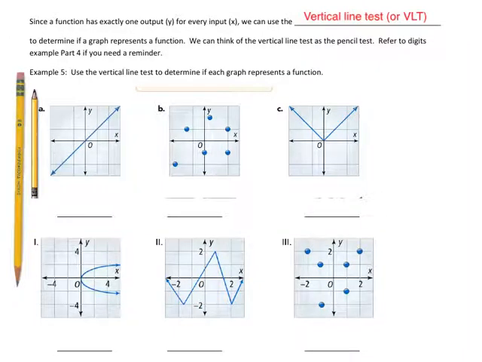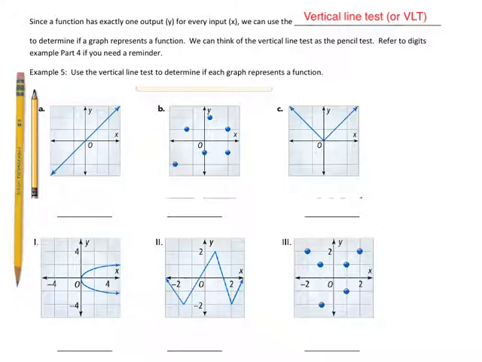This last page of notes talks about how we can identify if a graph represents a function or not. And since a function has exactly one y for every x, in other words, every x has exactly one y, we can use what is called the vertical line test, and we abbreviate that VLT, to determine if a graph represents a function.